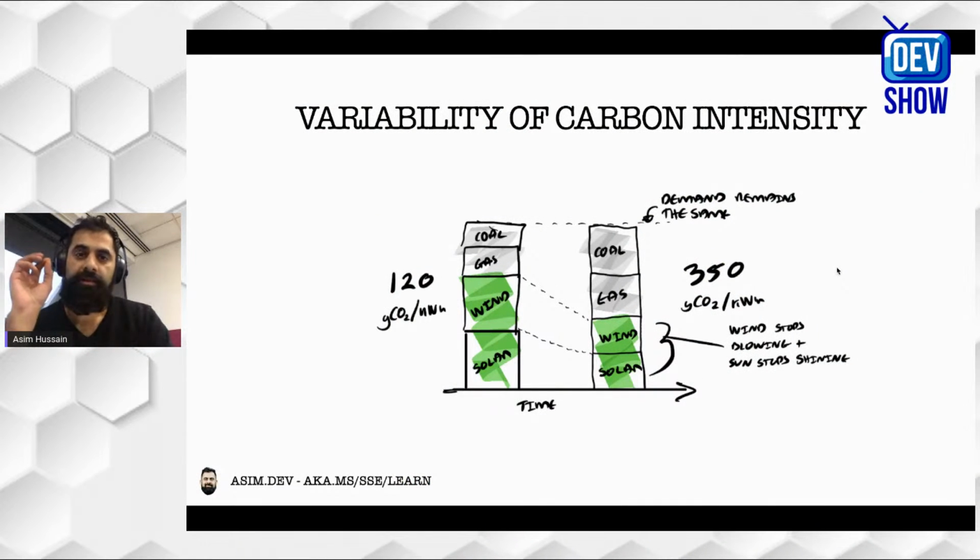But another really interesting thing about carbon intensity is that it changes over time. So let's imagine in this one moment, there's this much demand for electricity. Another thing I should mention is that there are no batteries on the grid. There are some batteries, but they last for minutes. They're just for very, very short-term storage.